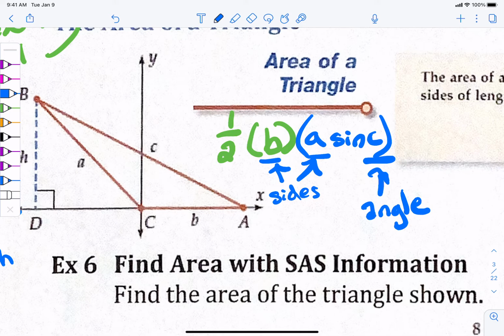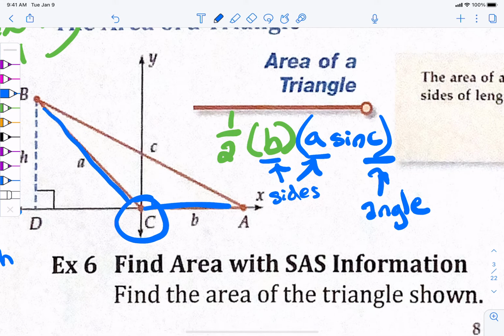What do you know about B and A in comparison to angle C? Where do they live in comparison to C? This is angle C, right here. Where do A and B have to live then? To the left and to the right.